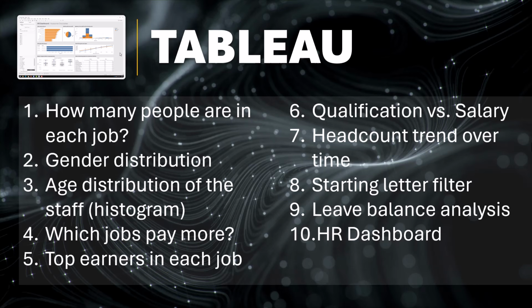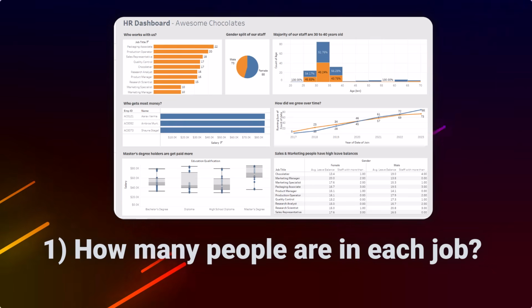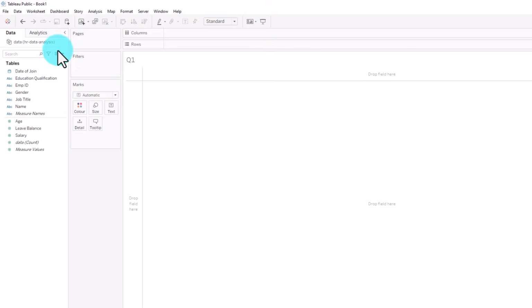those analyses. Our first topic is how many people are in each job. Here in the data view, Tableau shows us all the dimensions and all the measures that are available within our data set. We are going to use the ones that we have right now, but we will eventually add a few more items to this list here.